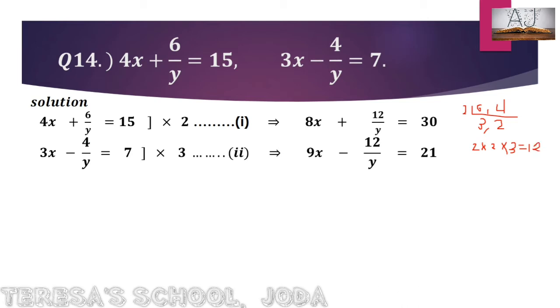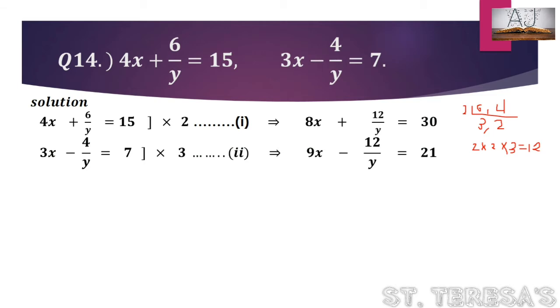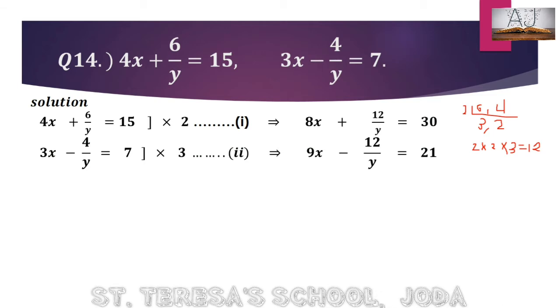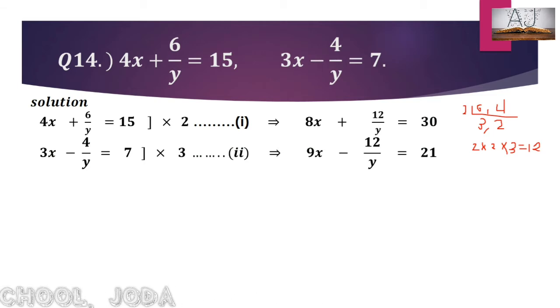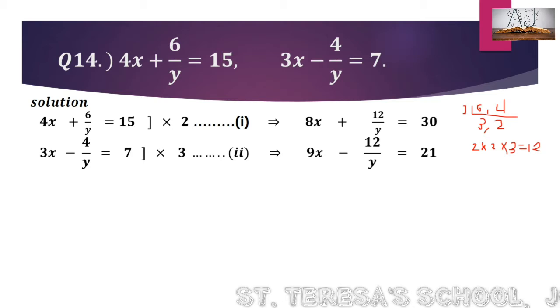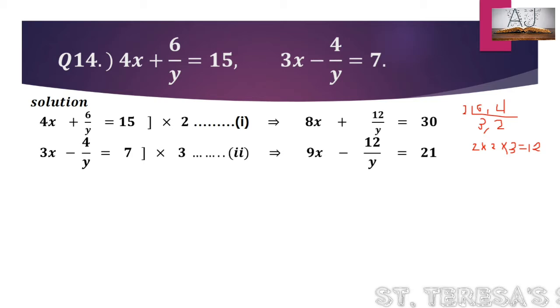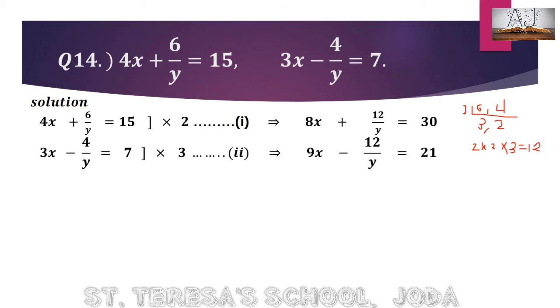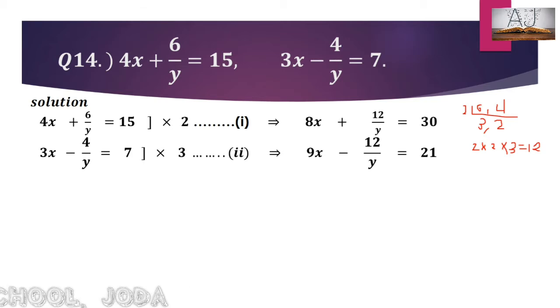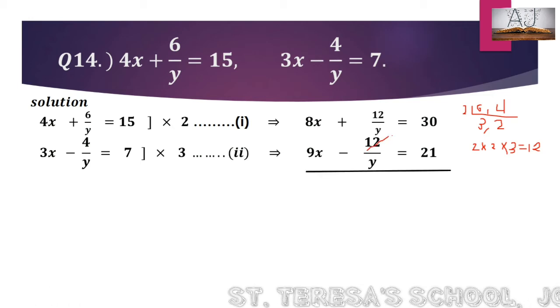If the LCM is 12, now we have to think what you have to multiply to 6 to make it 12. So in the first equation, because 6 into 2 is 12, therefore we have to multiply 2 to the first equation. So after multiplying 2, 8x plus 12 by y is equal to 38. Similarly, when you multiply to the second equation, what you have to multiply? 4 3s are 12. So into 3. So we get 9x minus 12 by y is equal to 21.